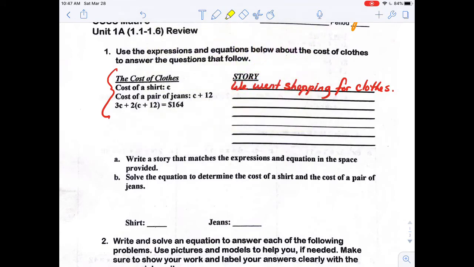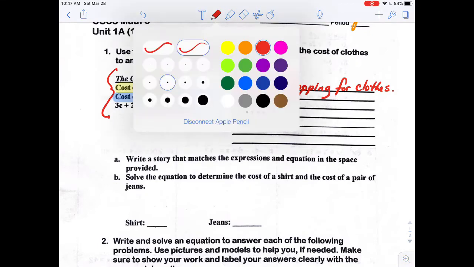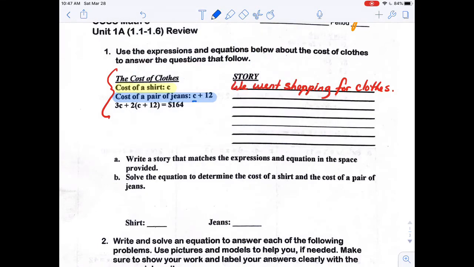Then I'm going to go ahead and take a look at the parts. The cost of a shirt, I know, is C. That's the basic. But then after that, I can see that the cost of the jeans is C plus 12, which means the shirt plus $12. So that's where my next sentence is going to come in. At the store, jeans cost $12 more than a shirt. Period. There's my next sentence.